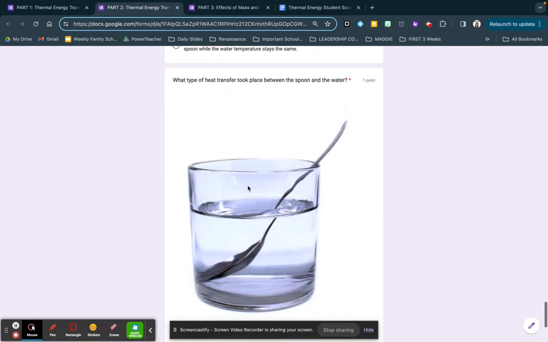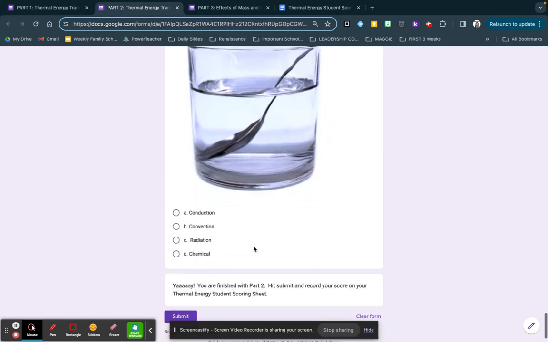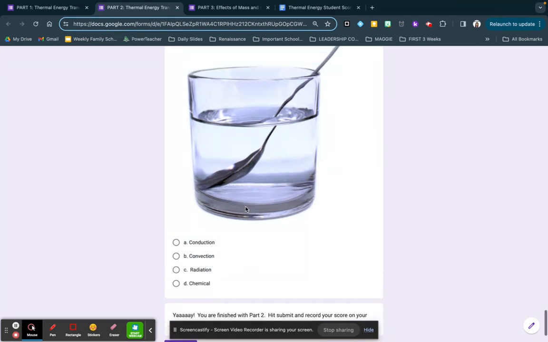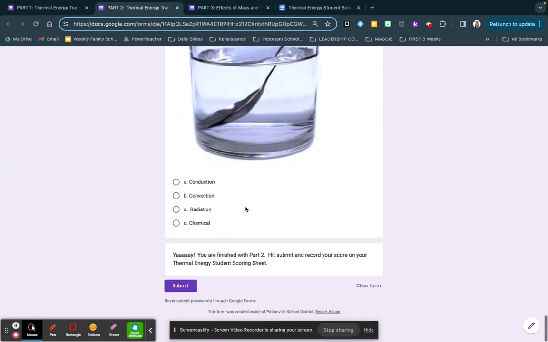All right. Which type of heat transfer took place between the spoon and the water, right? So I put the spoon in the water. Is that convection, conduction, radiation, or chemical? What type of heat transfer is that?